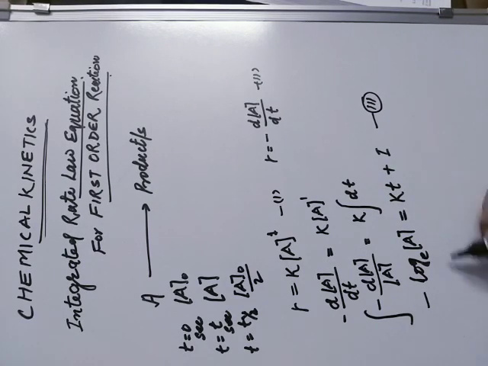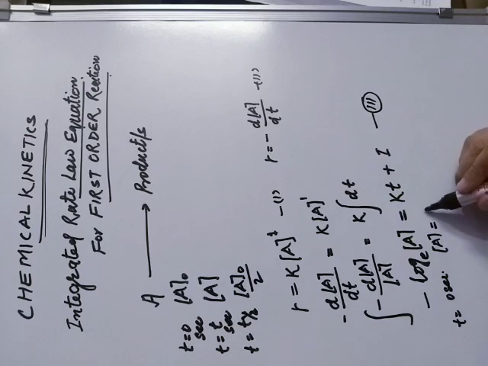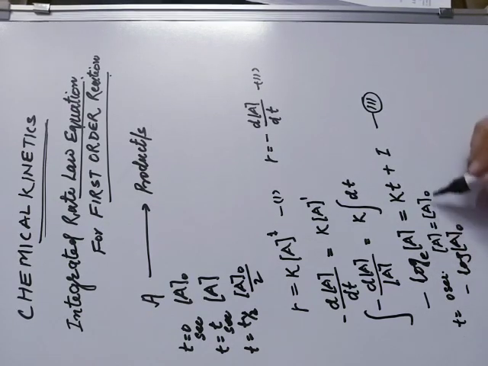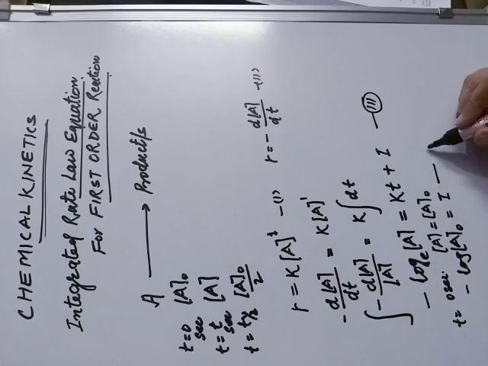And we know that when the time was 0 seconds, the concentration of A will be equal to the initial concentration. Then what will you write? Minus log base e A naught, because A becomes A naught, is equal to Kt. t is 0 seconds, then Kt will be 0, so it will be equal to I. This is equation 4.